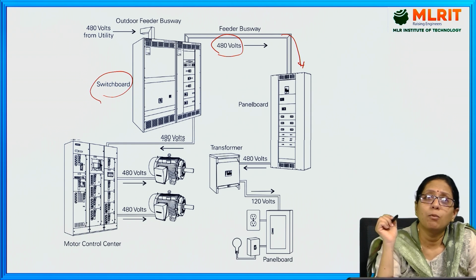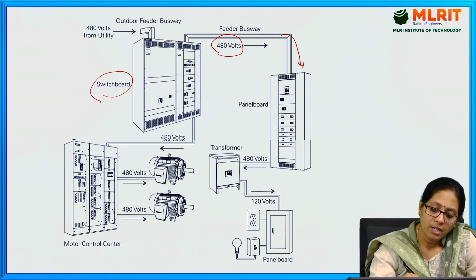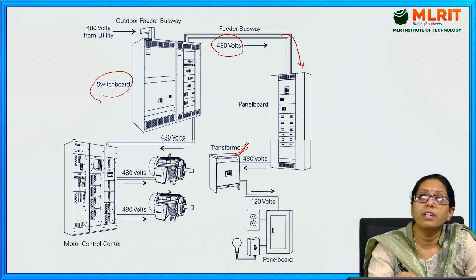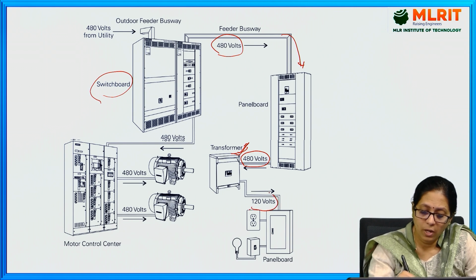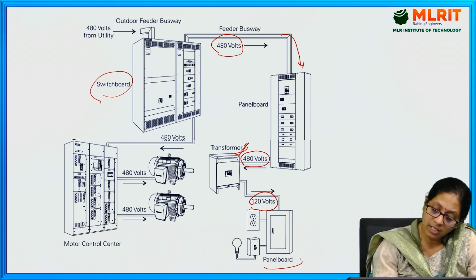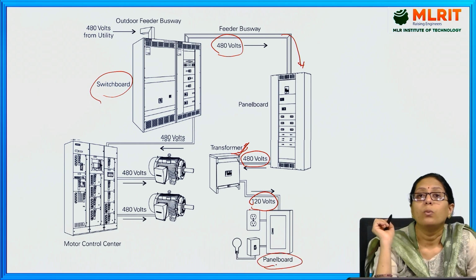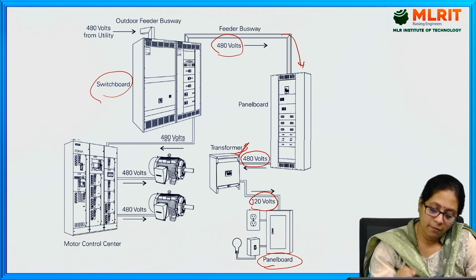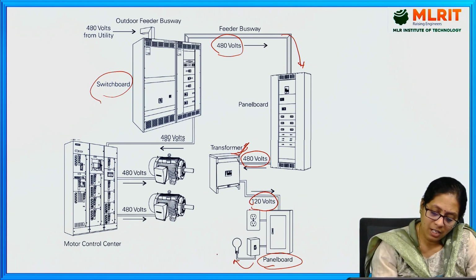This panel board is connected to a transformer, and this transformer reduces this 480 volts to 120 volts. That means it is a step down transformer, and by reducing it to 120 volts, this is connected to another panel board which is connected to different small capacity loads.